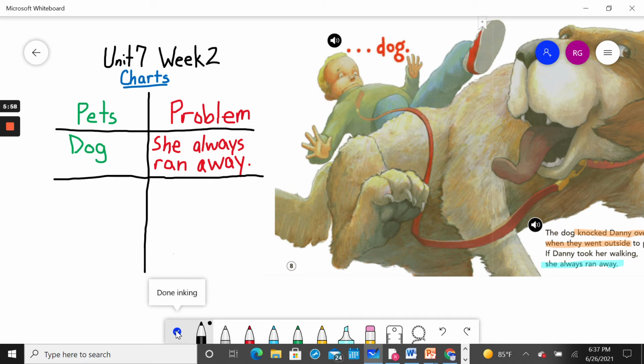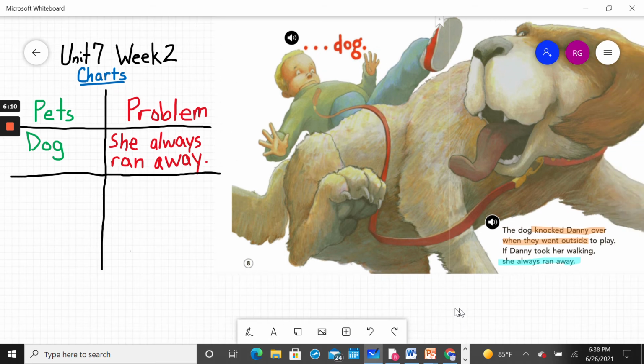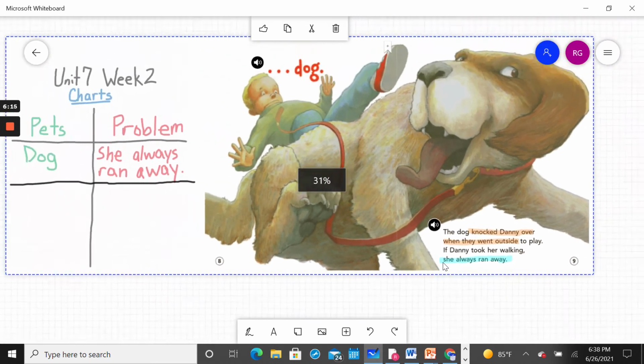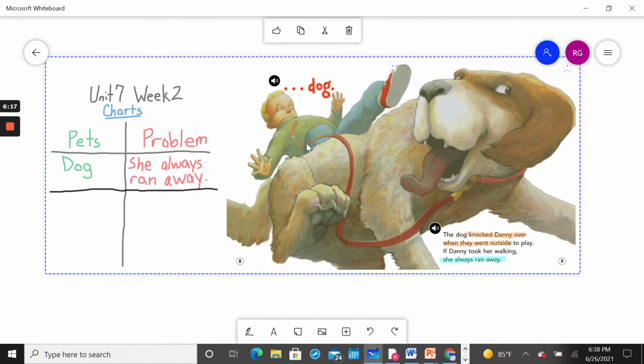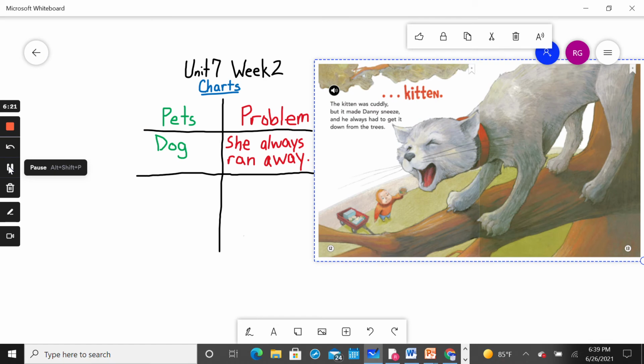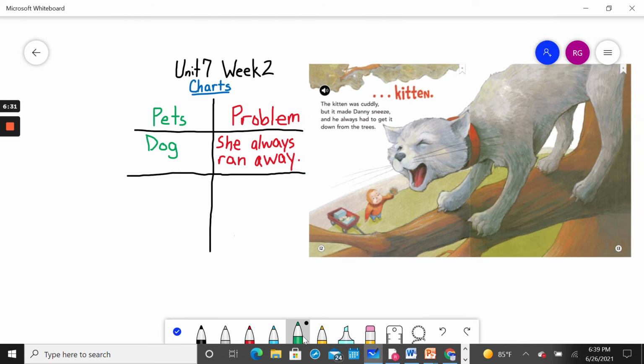What was the second pet that Danny was given? So first he was given a dog. Then he was given a... Who remembers while I pull it up? Oh no, I just need this. The next animal he was given was a kitten. I wonder if my friends got it right. So we're going to write the word kitten on this side.